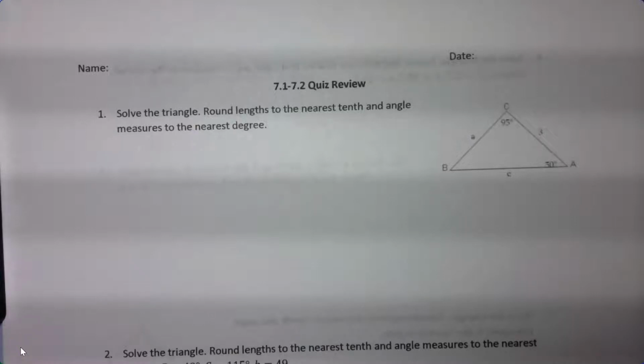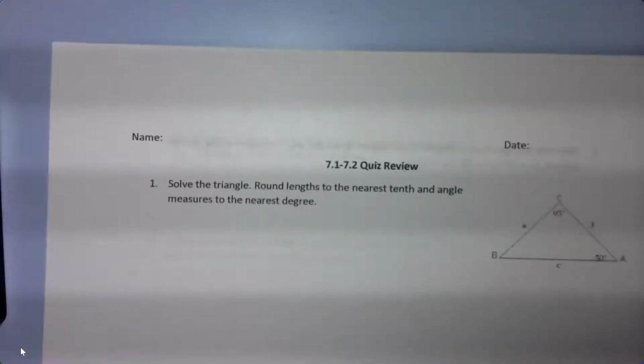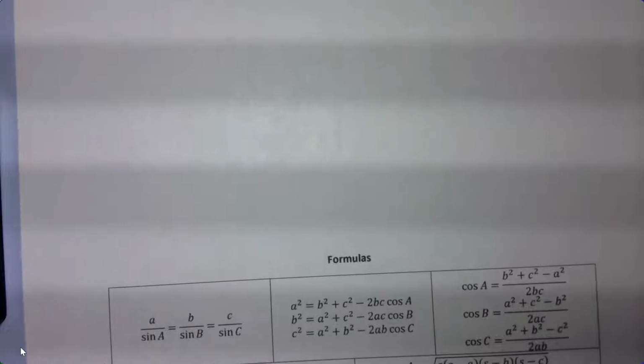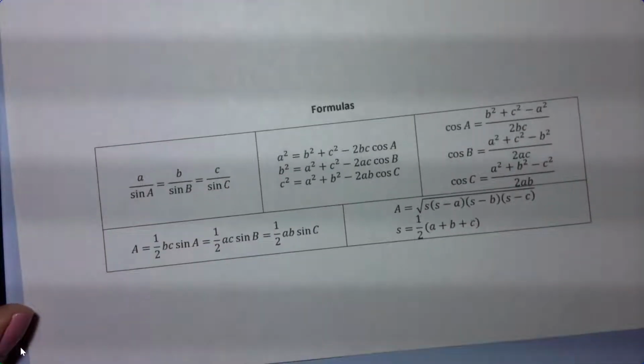Alright, so in this video I'm going to be going over the 7.1 to 7.2 quiz review. This is mostly law of sines and cosines with a few area formulas. Really quickly I want to point to the formulas that I'm giving you. These are at the bottom of the third page.